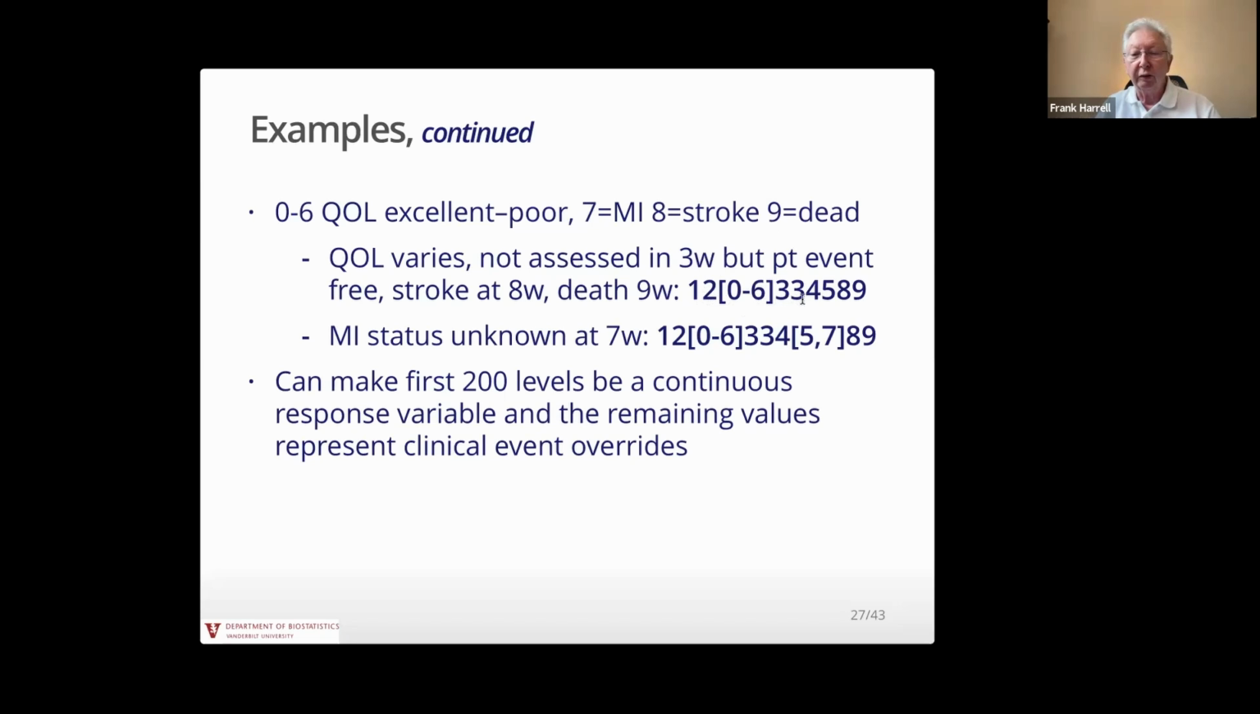And then we have quality of life 3, 3, 4, and 5, and then we have events. Here's somebody that, in addition to not having the quality of life assessed in the 3rd week, we know they didn't have a stroke or die, so they're not an 8 or 9, but we don't know whether or not they had a heart attack. So their data in that week would be either a 5 or a 7. If they had a heart attack, it's going to be a 7. If they didn't, it's going to be a quality of life 5. So you can see how you're using partial information, and you can put a continuous variable in this scale for the first 200 levels. For example, I might have serum creatinine as a scale, and if the patient needs emergency dialysis, that would be 1 level worse than any serum creatinine that you could observe.